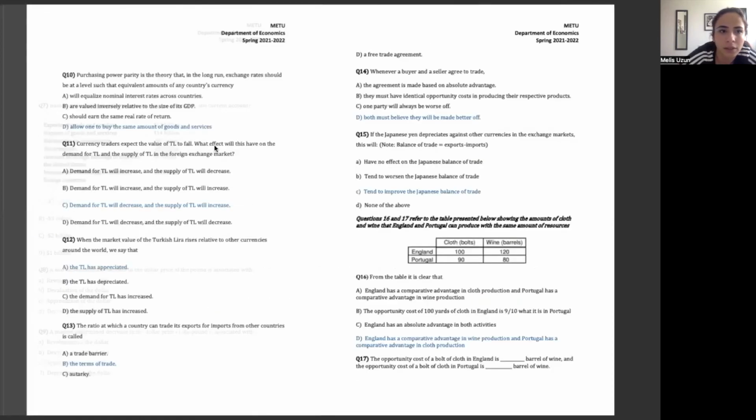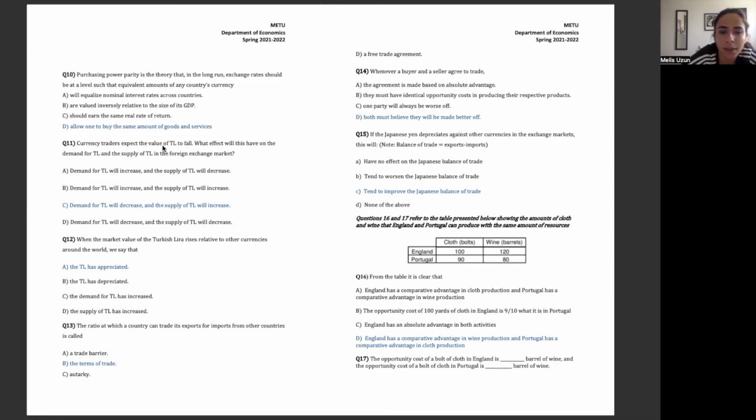So let's look. Purchasing power parity is a theory that in the long run exchange rates should allow one to buy the same amount of goods and services. It is a basic description of it. So I'm passing to the 11th question.